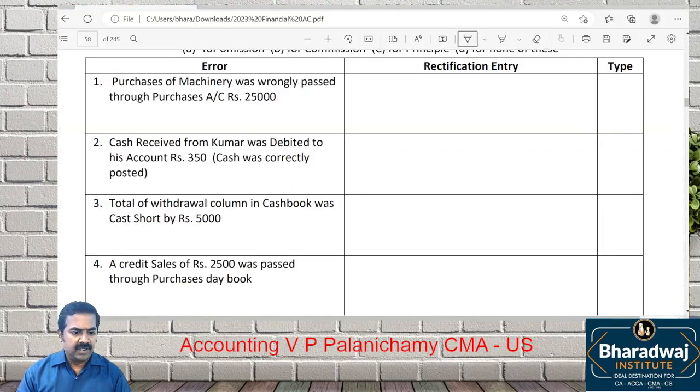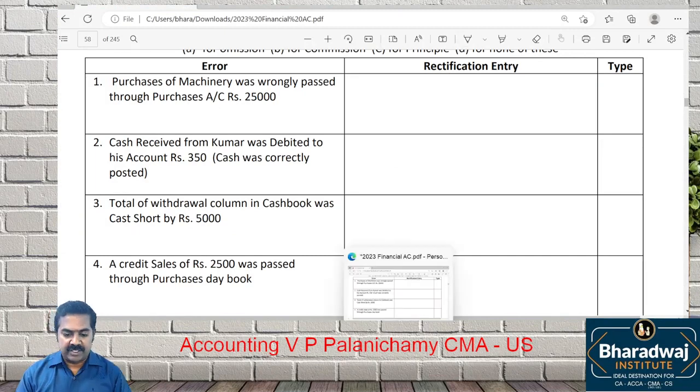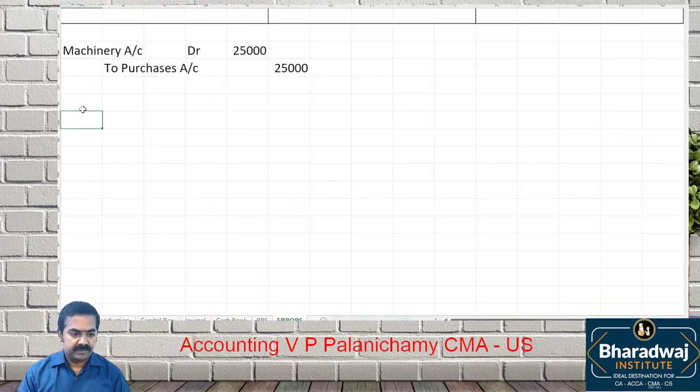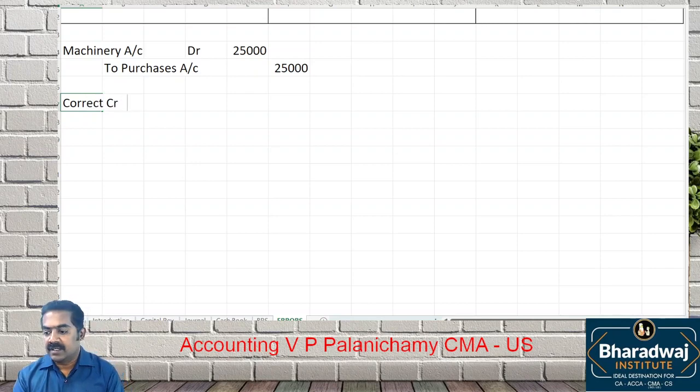Point number 2. Cash received from Kumar was debited to his account. Actually, what we should have done? Correct treatment is credit to his account. How much? 350. But wrongly we debited 350. So how to rectify this?